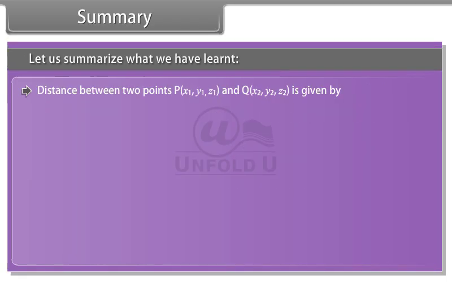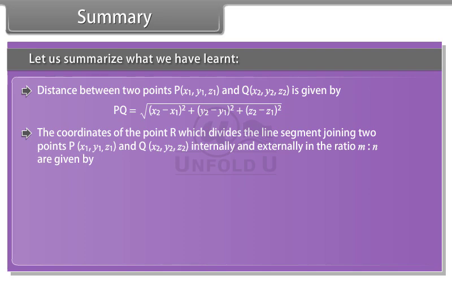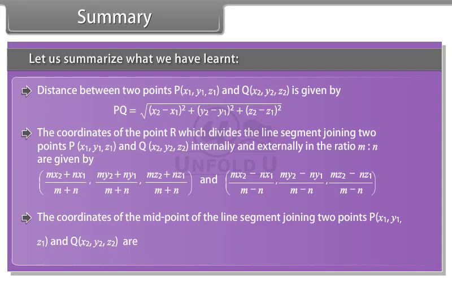Distance between 2 points P (x1, y1, z1) and Q (x2, y2, z2) is given by the formula. The coordinates of the point R, which divides the line segment joining 2 points P (x1, y1, z1) and Q (x2, y2, z2) internally and externally in the ratio m:n are given by the formulas. And the coordinates of the midpoint of the line segment joining 2 points P (x1, y1, z1) and Q (x2, y2, z2) are.